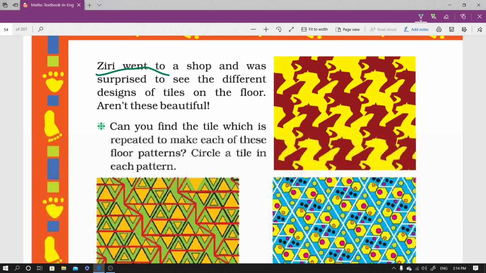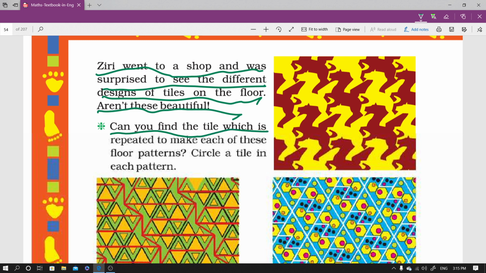Ziri went to a shop and was surprised to see the different designs of tile on the floor. Area is beautiful. Can you find the tile which is repeated to make each of these floor patterns? Circle a tile in each pattern.